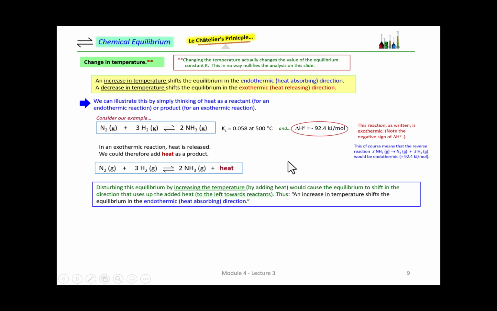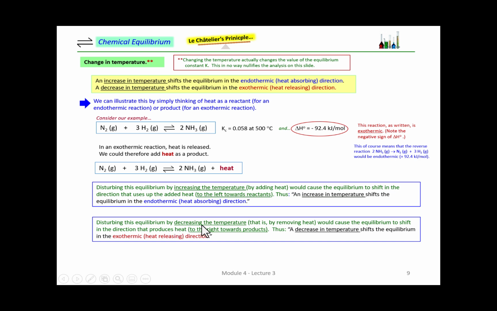Now, disturbing the equilibrium by decreasing the temperature, that is by removing heat, would cause the equilibrium to shift in the direction that produces heat, left to right toward products. Thus, a decrease in temperature shifts the equilibrium in the exothermic or heat-releasing direction. So for the Haber process, it appears that keeping the temperature lower would favor the production of ammonia. Because again, if we lower the temperature, the system will respond by producing ammonia and heat, and the heat production is to counteract our lowering the temperature.